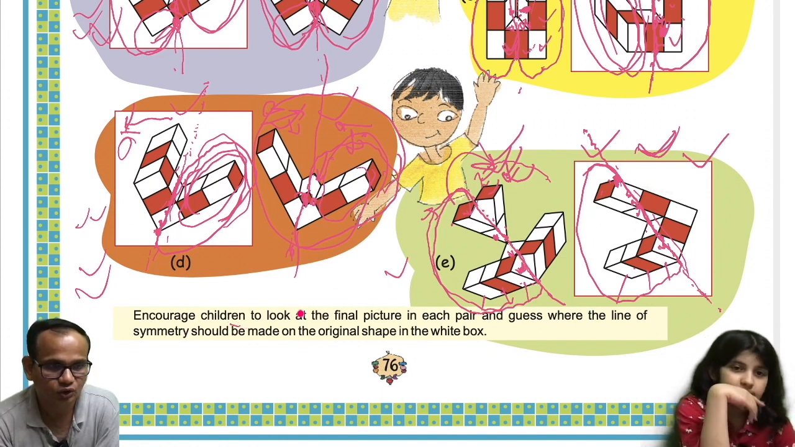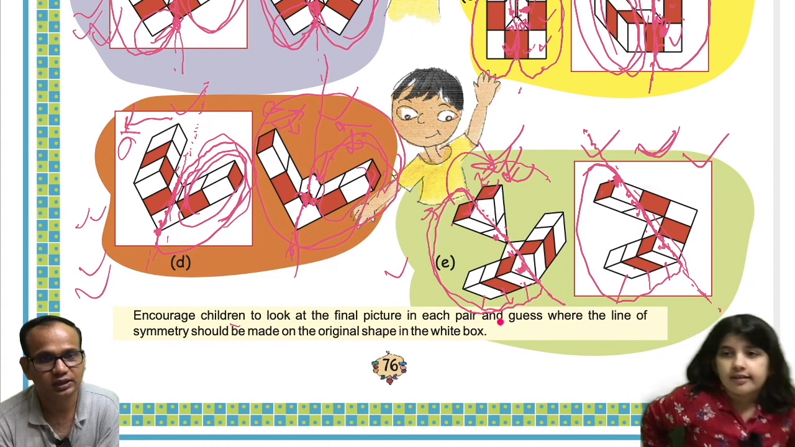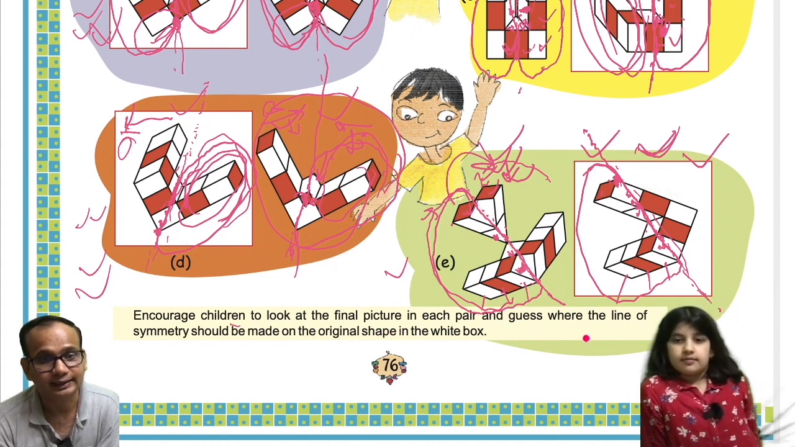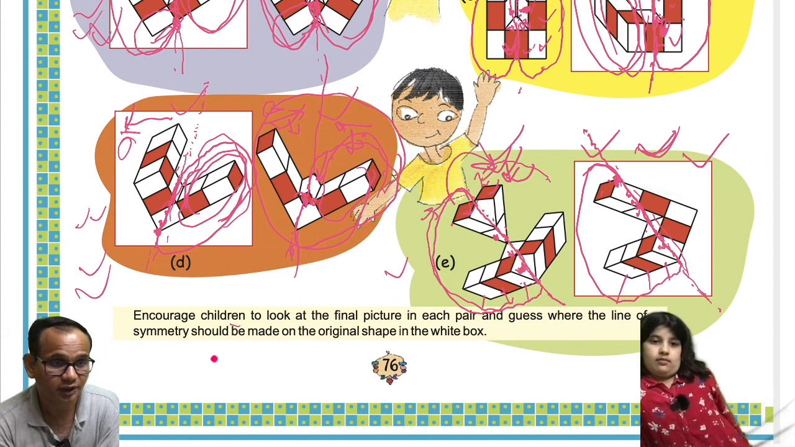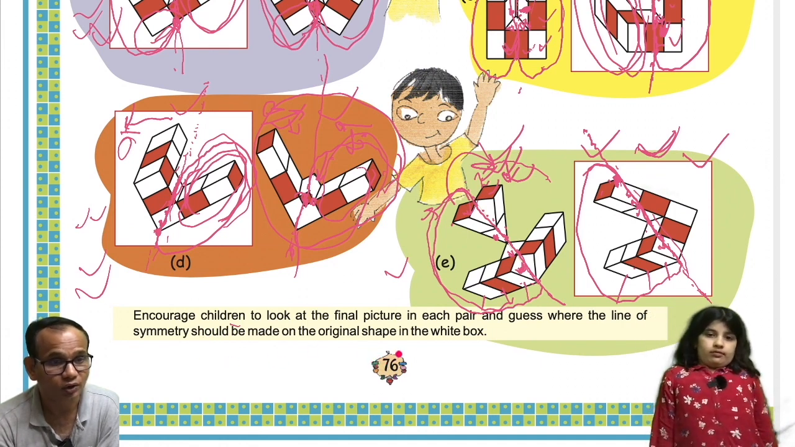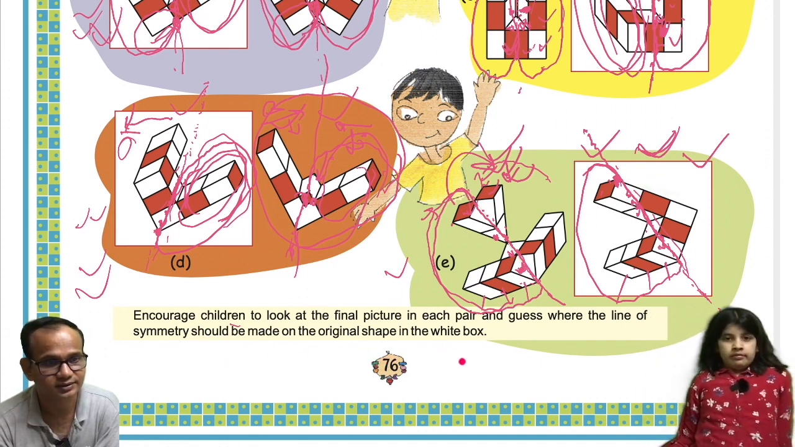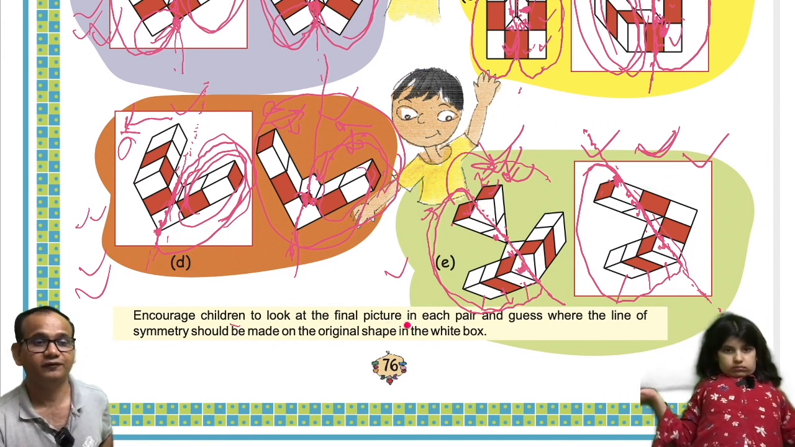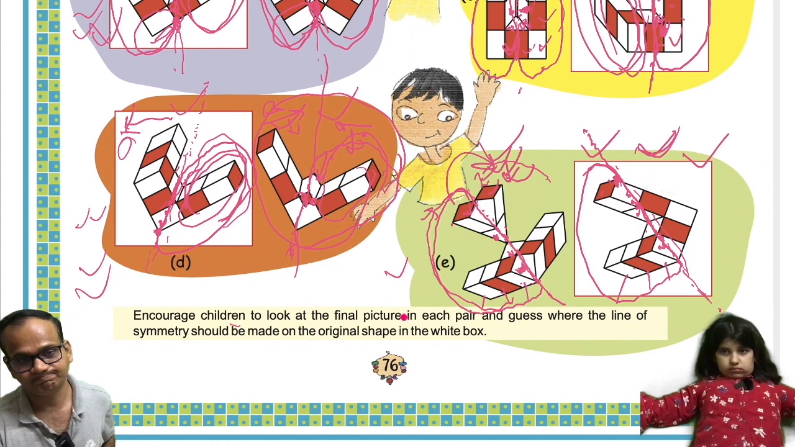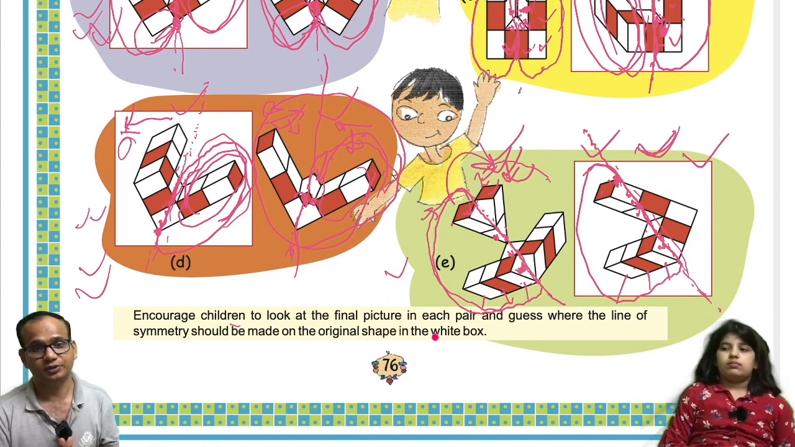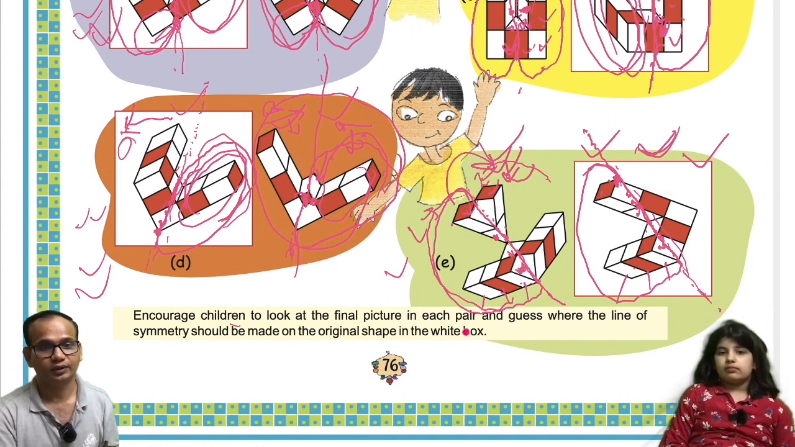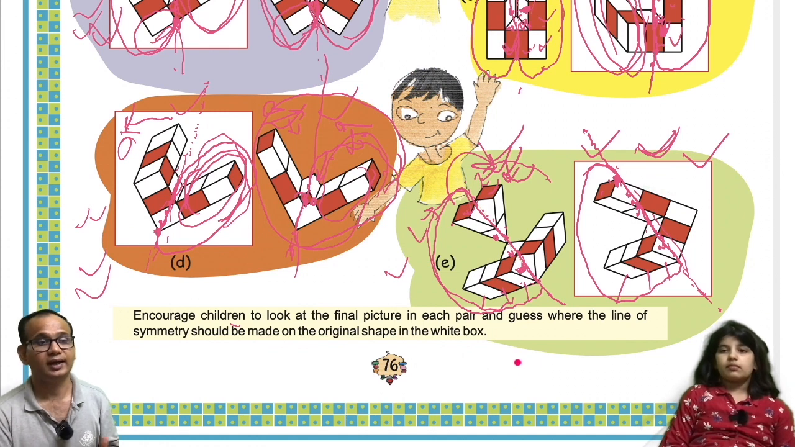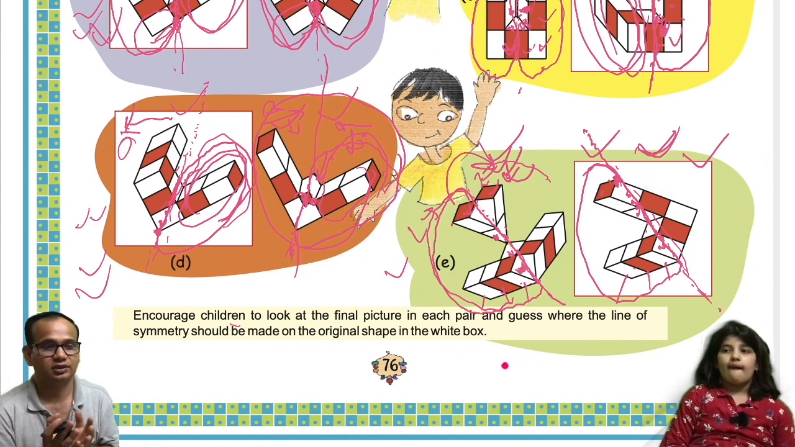Encourage children to look at the final picture in each pair and guess where the line of symmetry should be made on the original shape in the white box. See, that's what it is telling, the same thing. First we have to see the final picture. Final picture means this is the picture, like this. So I guess where the line of symmetry is, and we have to guess where to keep the line of symmetry.